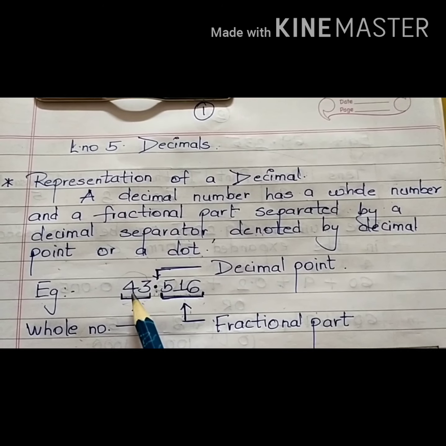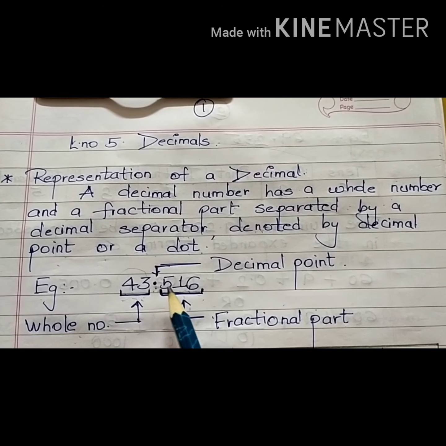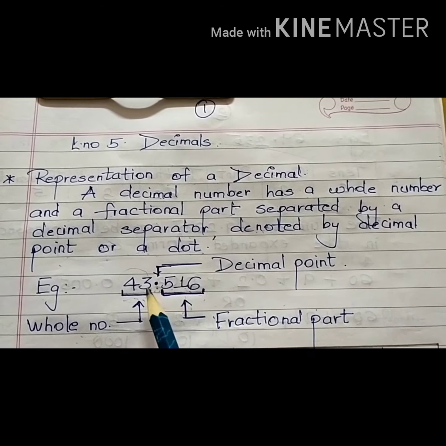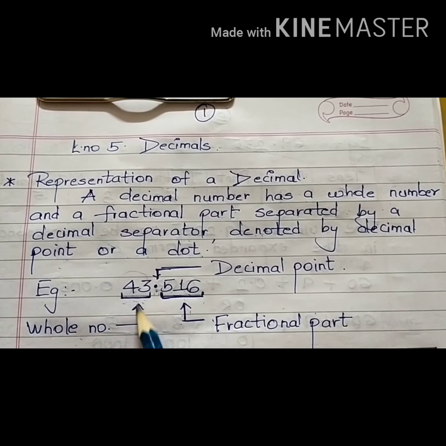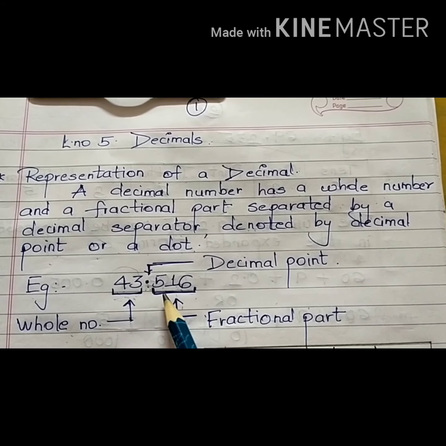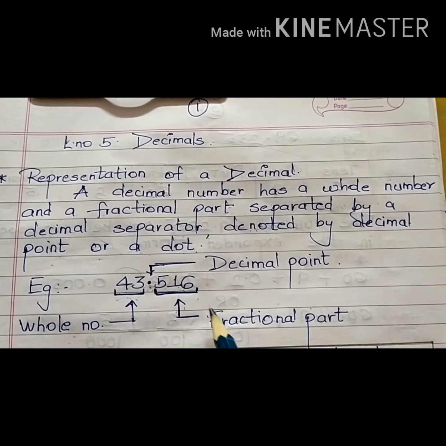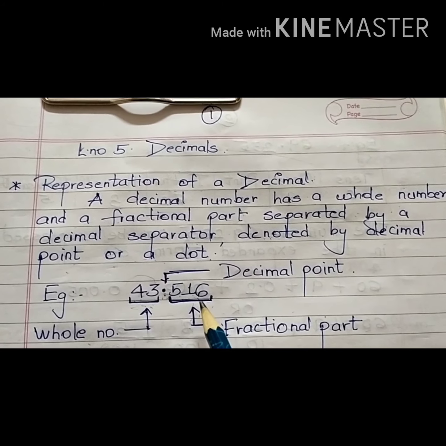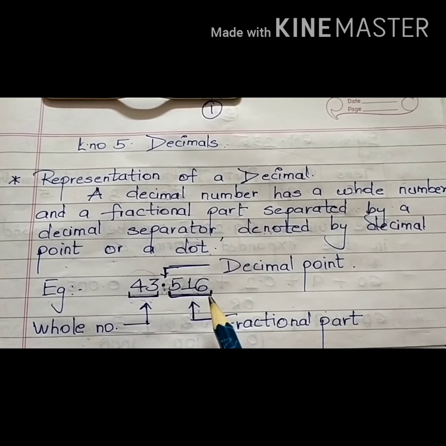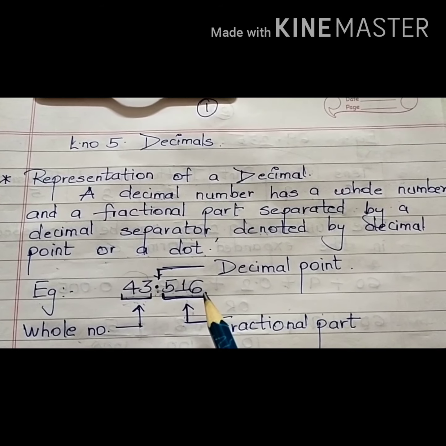As you all can see, I have the number 43.516. The numbers to the left of the decimal point are your whole numbers, and the numbers to the right side of the decimal point are fractional numbers or the decimal numbers. Now why is it called fractional as well as decimal numbers? I will explain you further.